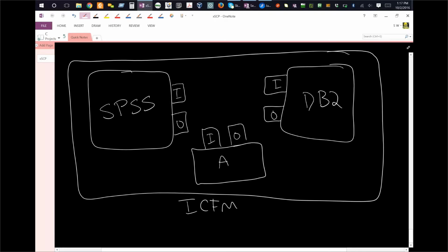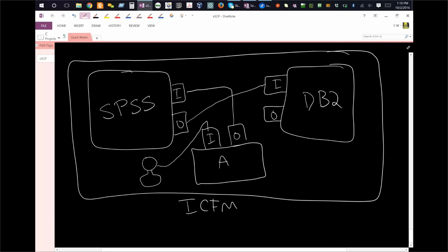So the input is going to be the user who's out here somewhere working, and he says, I want to do whatever he wants to do, run A, and then the output is, okay, well, fine, let's send that off to SPSS. SPSS does its number crunching, and then it has its output, and it sends that off to DB2 for input. And then as output, you would see something like, yes, that worked just fine. And now you can sort of see this flow.